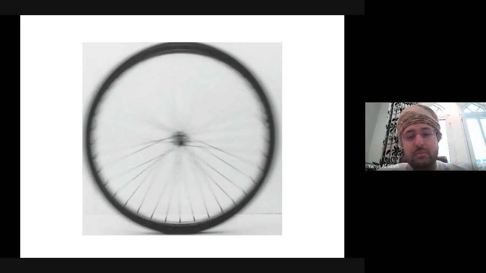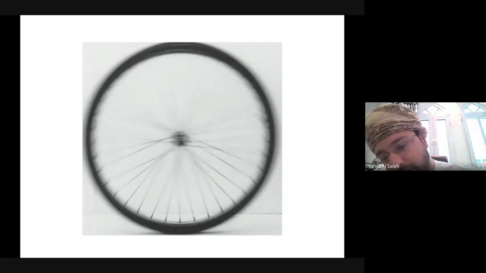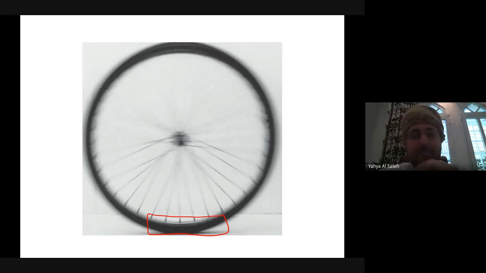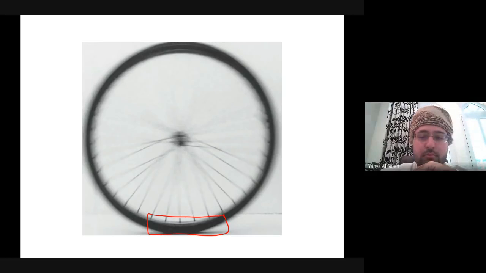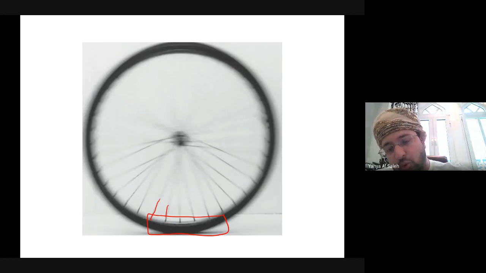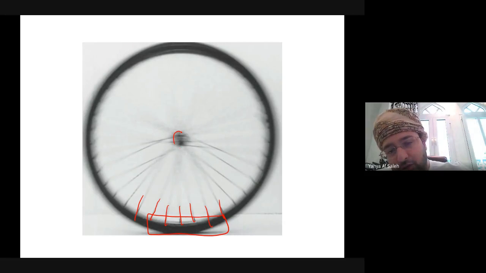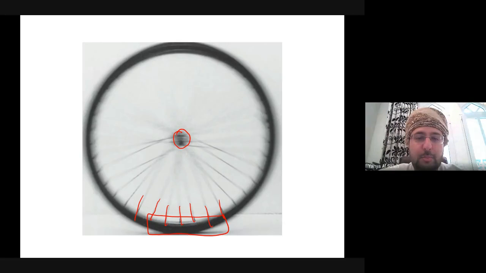You will notice this seems to be in perfect focus. You can see each one of these lines, spokes, very clearly. In the center, you can still see some effects. At the top, you cannot see any of the spokes. Nothing. Empty.